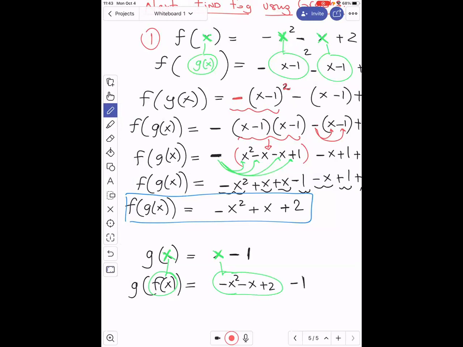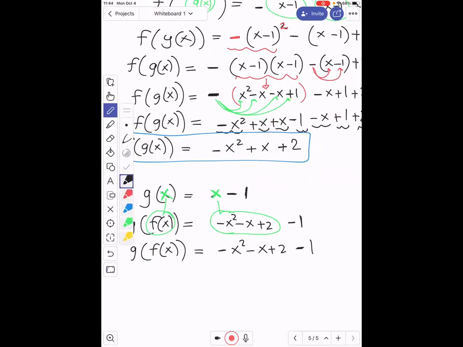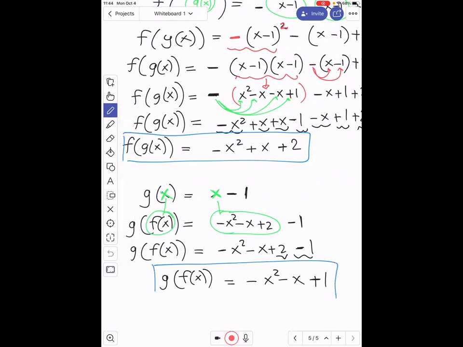So here's minus 1. So g of f of x is just minus x squared minus x plus 2. Again, I'm supposed to have parentheses, but here they're not really relevant. They're not really important, okay? Because there's nothing here. There's no exponent or minus or anything. So minus 1. So g of f of x would be minus x squared minus x. Now for the constant, I have plus 2 minus 1, so that would be plus 1. So that's the answer for g of f of x.